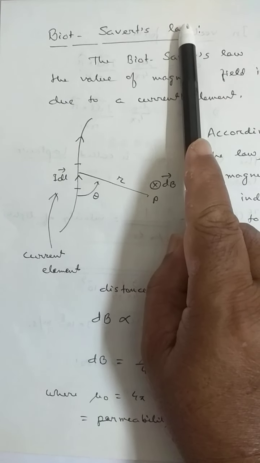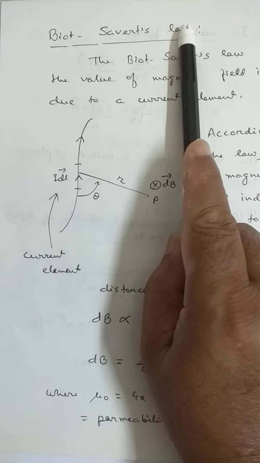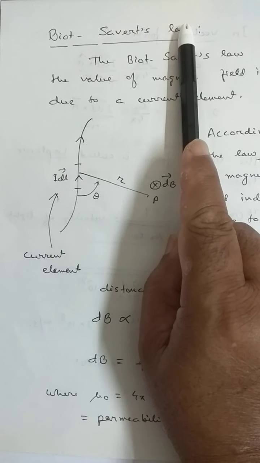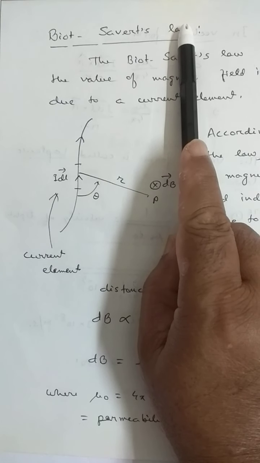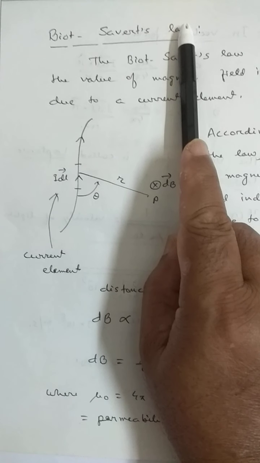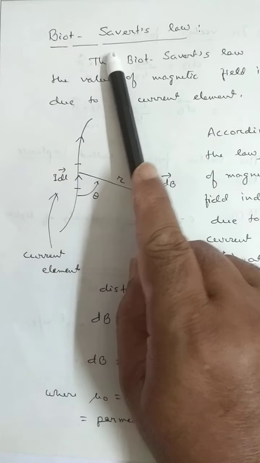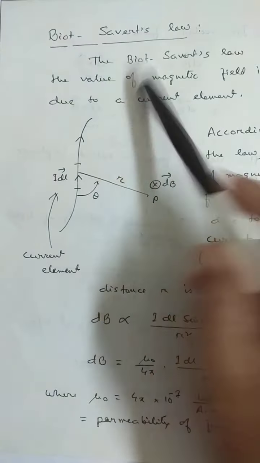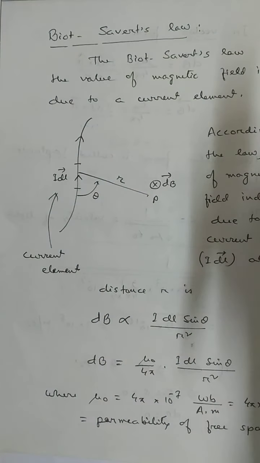One point is very important. For an electric field, we say electric field intensity. But for a magnetic field, it is proper to say magnetic field induction. For an electric field, we define electric field intensity, but for a magnetic field, we define magnetic field induction. So this Biot Savart law gives us the value of magnetic field induction due to a current carrying wire.